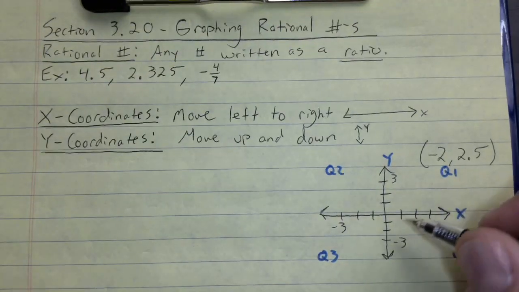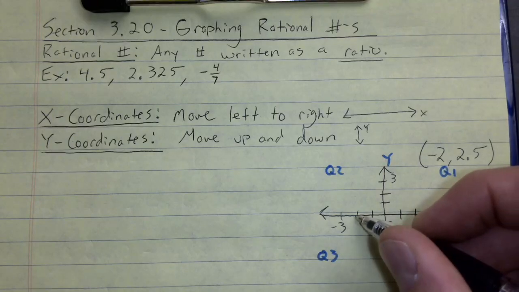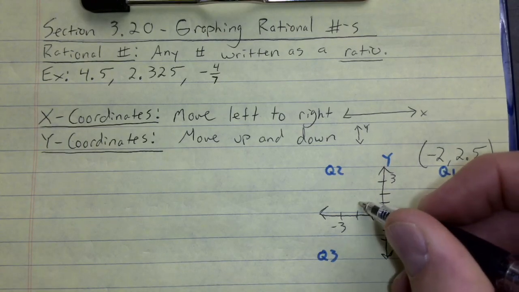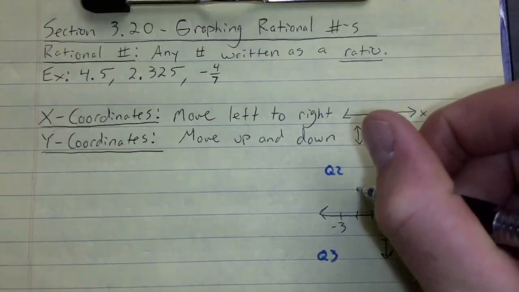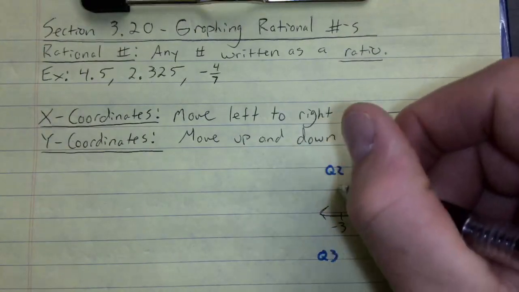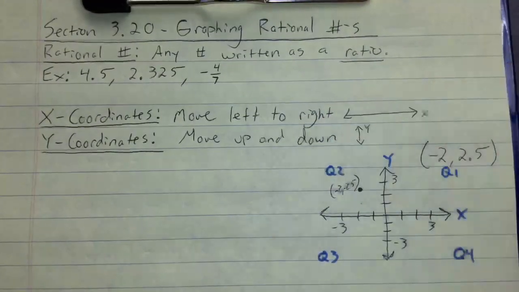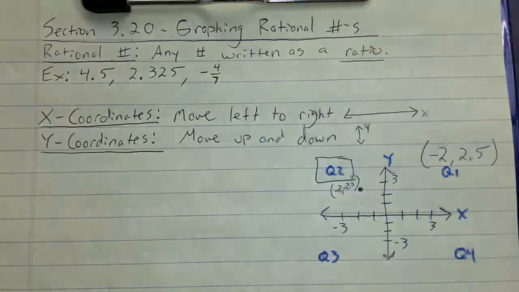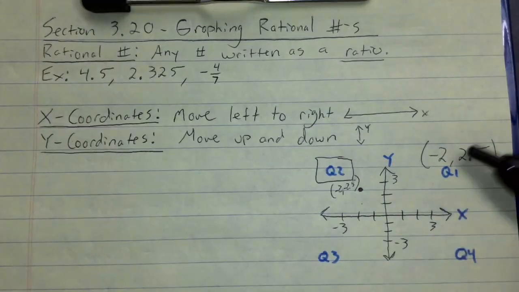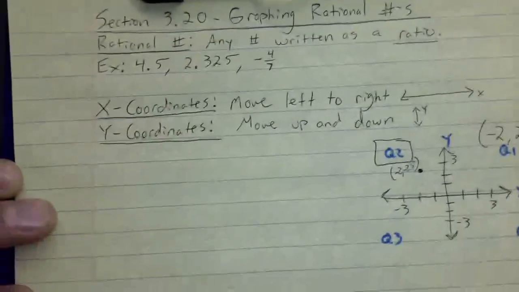Now we start at your origin and go to negative 2, then positive 2.5 is 1, 2, and 2.5 is right in between 2 and 3. So we write our plot, negative 2, negative 2 5 tenths. And you know your answer is Q2, that's where that pair lies. That's it.